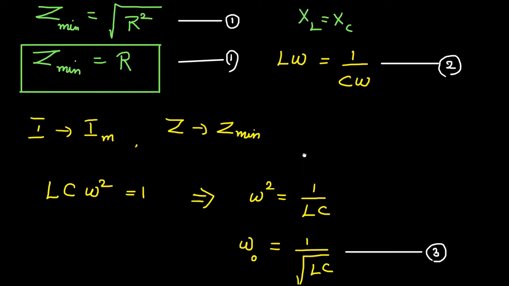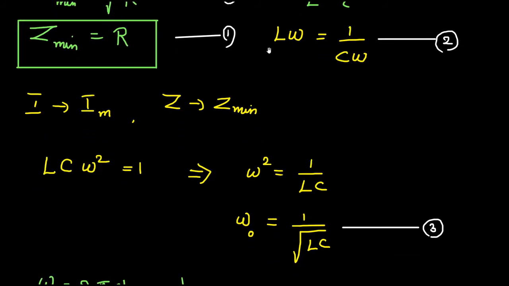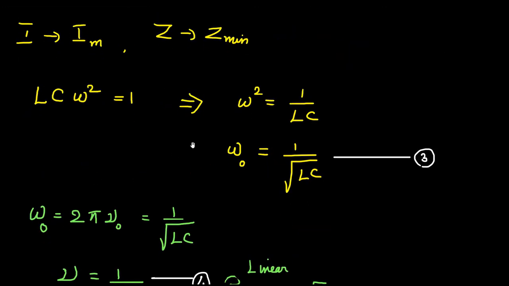Next condition is, on cross multiplication, we get LC omega square is equal to 1, or omega square equal to 1 by LC, and omega is 1 by root of LC. Now this frequency is omega naught, which is the angular resonant frequency. Let this be equation number 3. That is the third condition. Angular resonant frequency must be equal to 1 by root of LC.